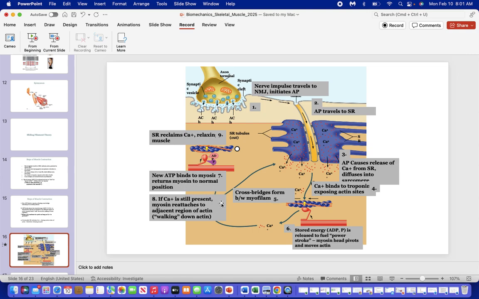If calcium is still present, the myosin reattaches to an adjacent region of the actin. That's that walking down. The myosin heads are walking down the actin, pulling it closer together. These steps, 5 through 8, continue and cycle as long as calcium is present. And then eventually, the sarcoplasmic reticulum reclaims the calcium, closing the active sites of actin, therefore relaxing the muscle. Okay, so that's the whole steps of muscle contraction.